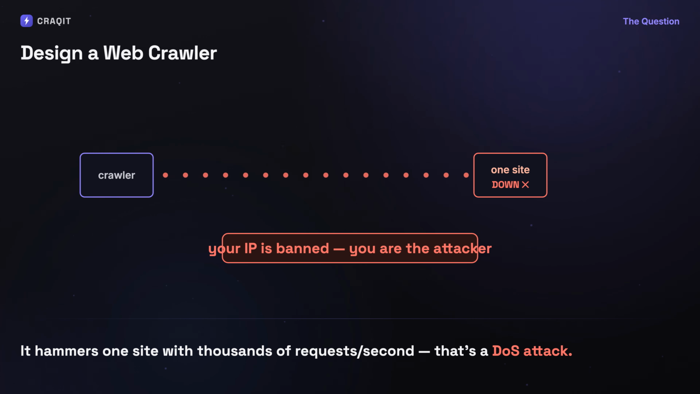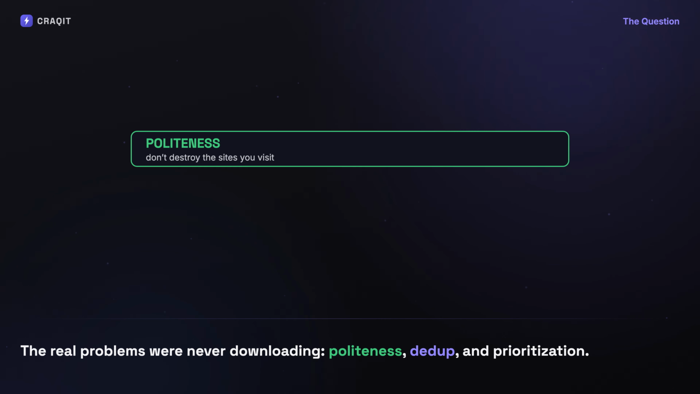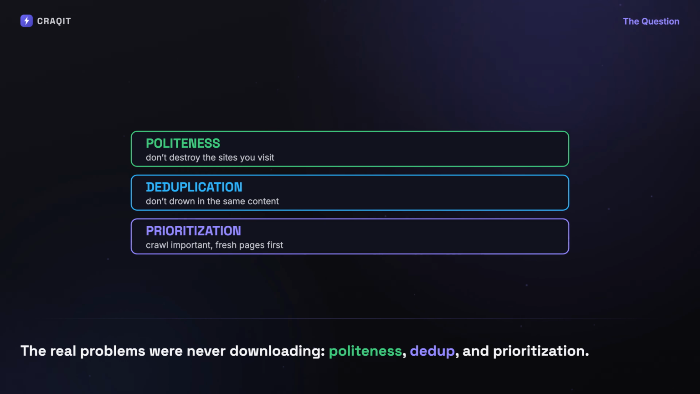Design a web crawler looks like the easiest system design question there is. It's a loop and a queue. It's actually one of the hardest, because the real problems were never about downloading. They are politeness, not destroying the sites you visit; deduplication, not drowning in the same content; and prioritization, crawling the important, fresh pages first out of billions.